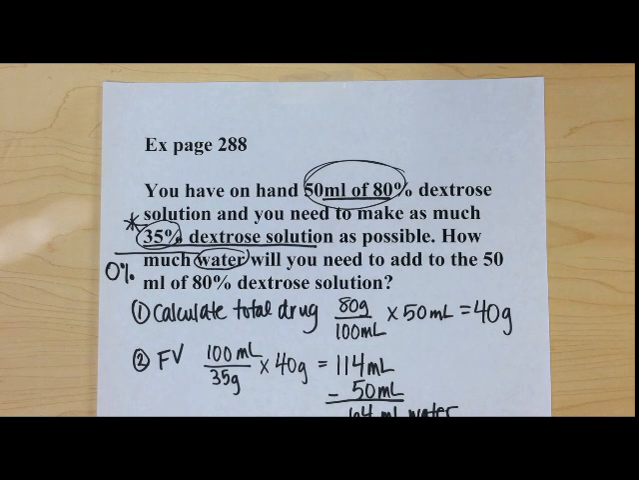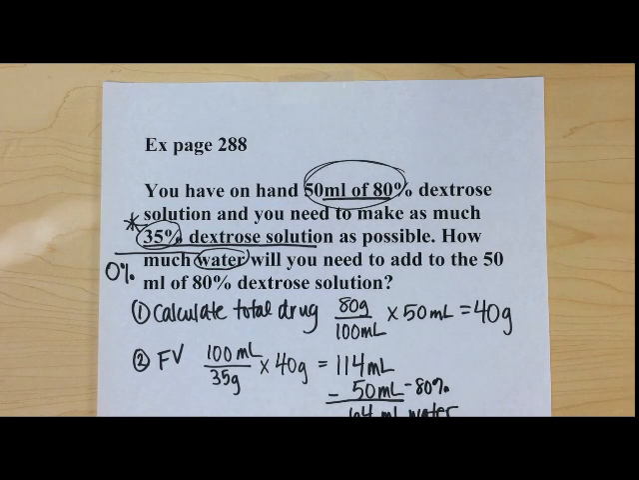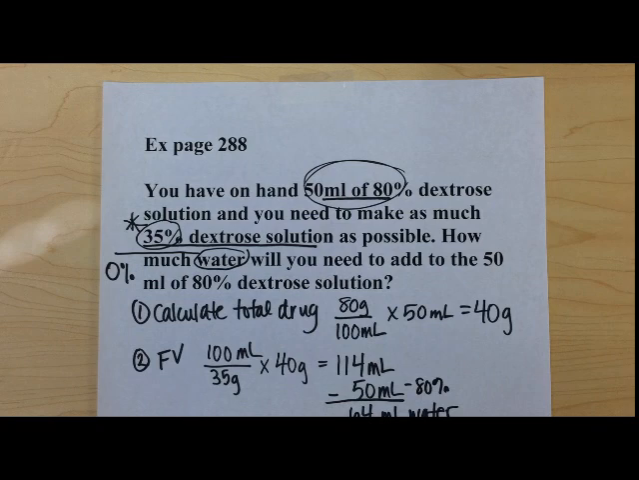So 114 mLs is the final volume, and when we take away the 50 mLs, we get 64 left over. So this is the water, and the 50 mLs is the 80% that we're adding. So this is yet another example of our dilution type problem.